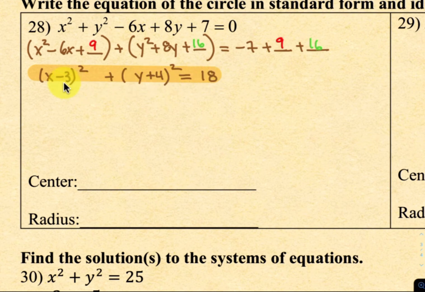Now we can identify our center, which is going to be positive 3, comma, negative 4. So we write our center there, (3, −4). And the radius is going to be the square root of 18. And then the square root of 18 simplifies into the square root of 9 times 2, which would then be 3√2.